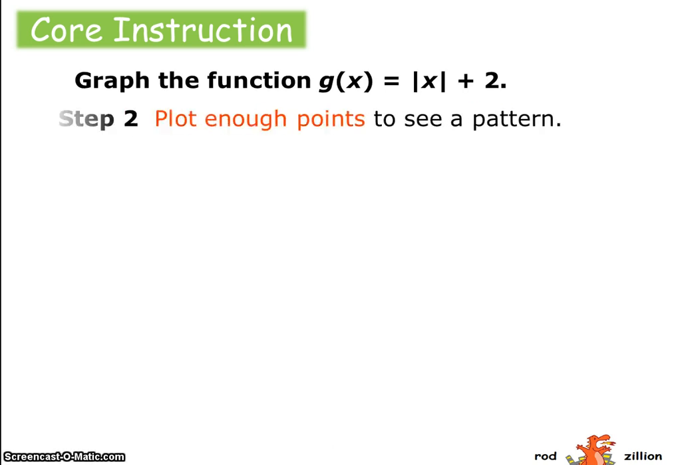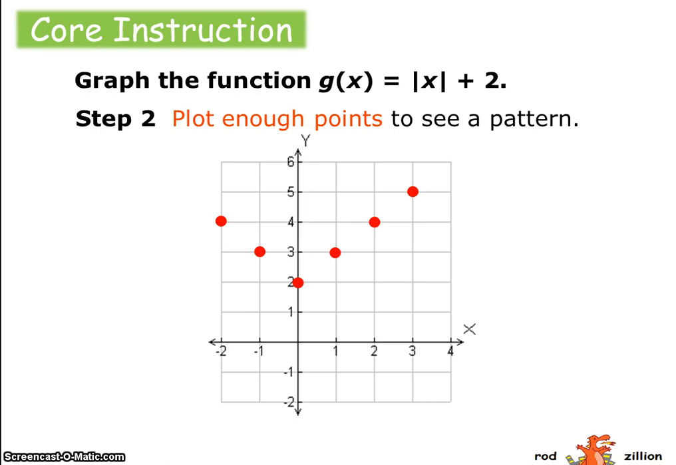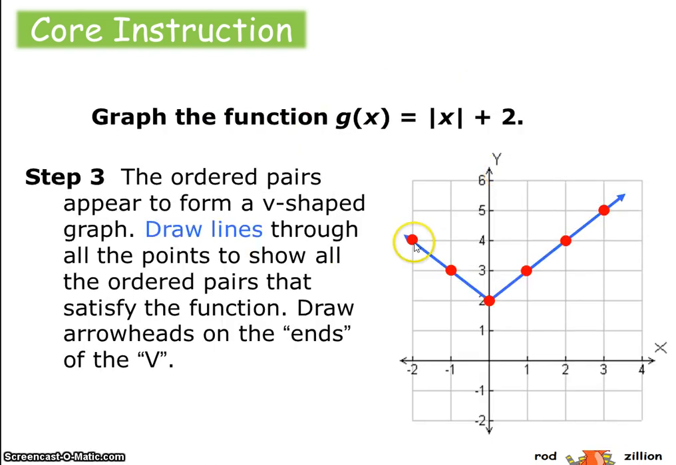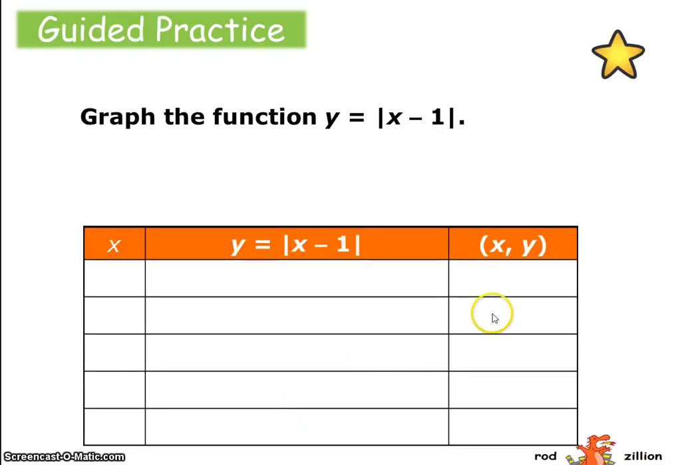Now, if we plot those enough to see a pattern, we should have this V-like motion. We saw what an exponential graph would look like earlier. Now you're seeing what an absolute value graph is going to look like. Connect the dots and then use the arrowheads to denote going in either direction infinitely. You guys give it a try. Now you're going to come up with a graph for absolute value of x minus 1. Please pause video.